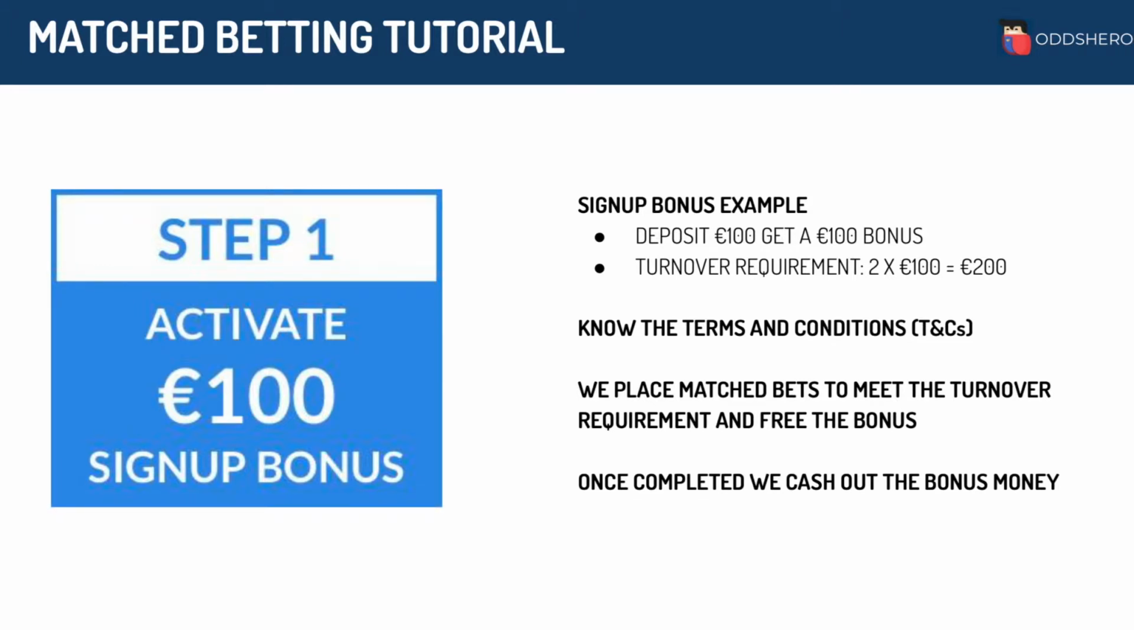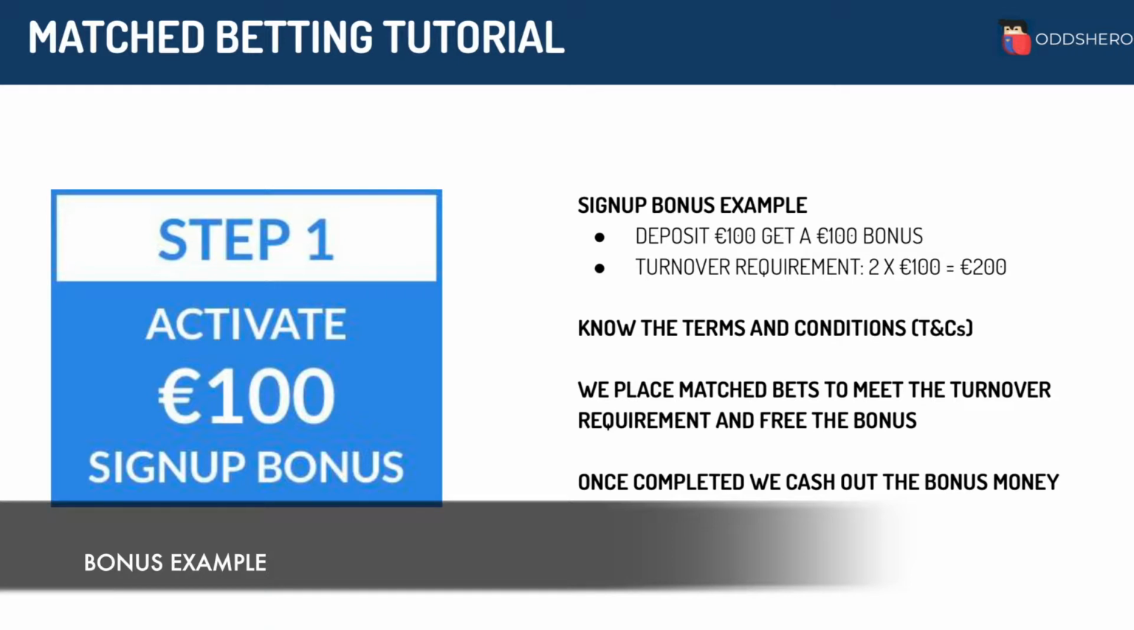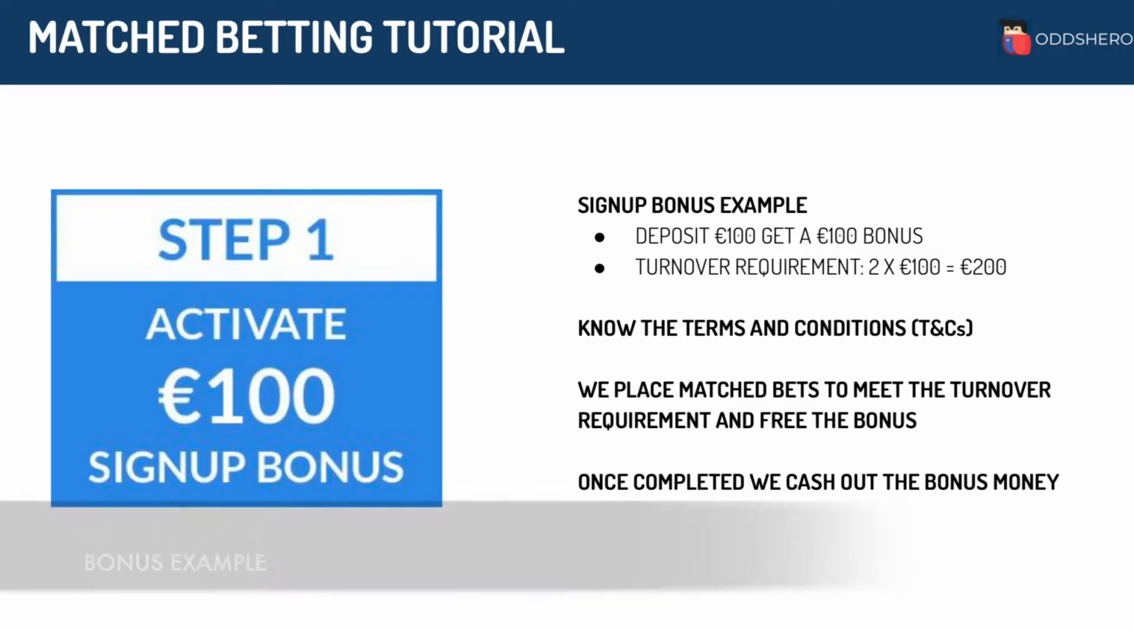Step 1 is creating a bookmaker account and activating the sign-up bonus. For example, you sign up for Bet365 and get a sign-up bonus of €100 if you deposit €100. So you go ahead and deposit the €100 and you activate the bonus. Next, you need to turn over the bonus 2 times in order to win the bonus money. Or in other words, you need to bet the bonus amount of 100 times 2.